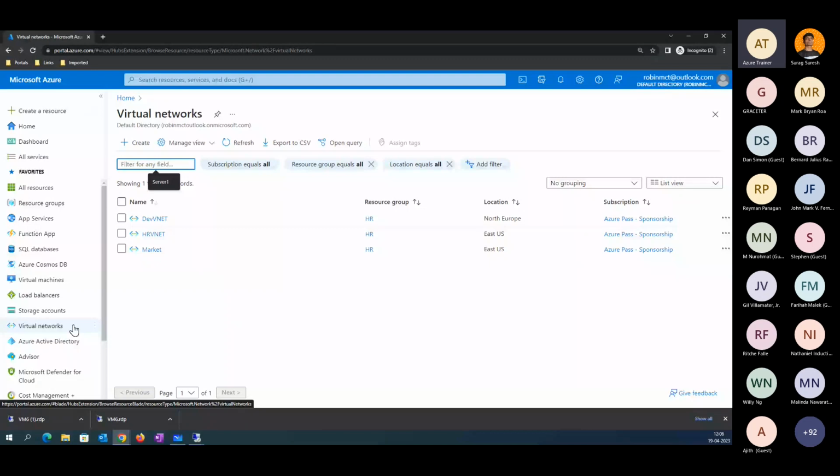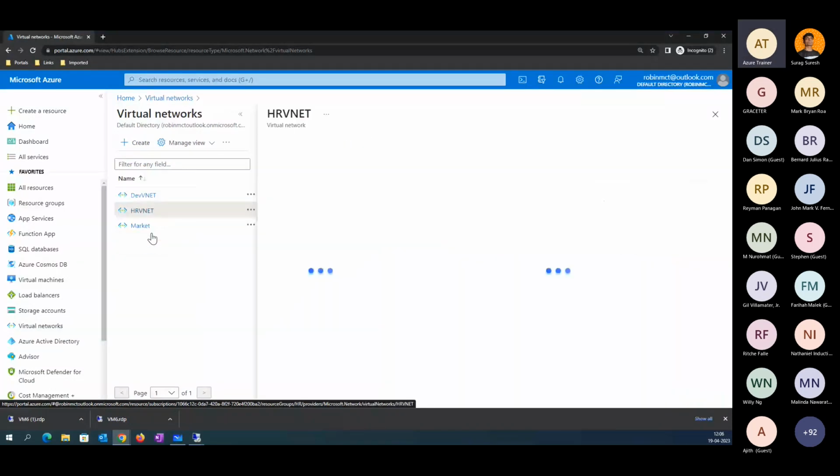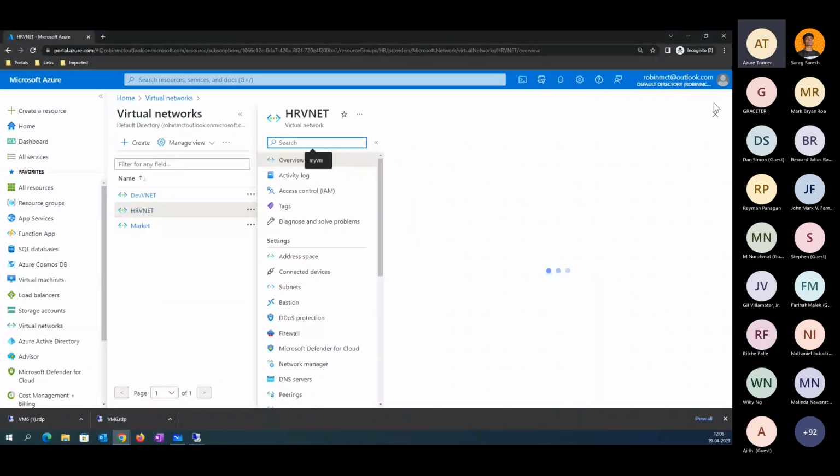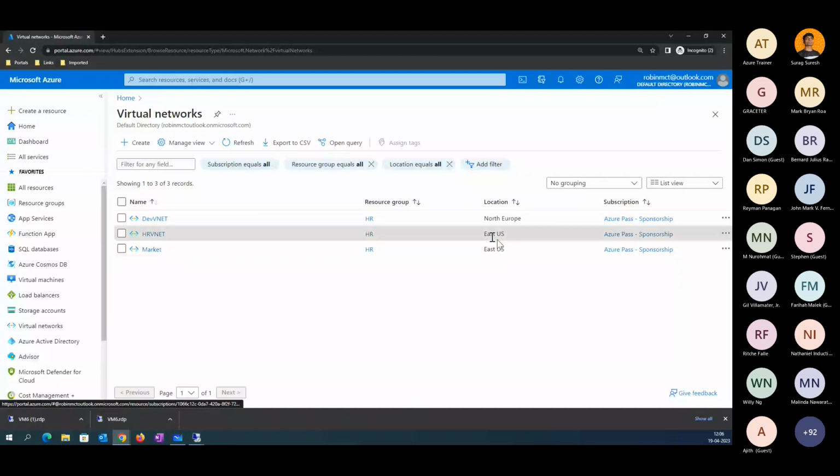Right now you may be able to see you have two networks available. You have the HR VNet available. I'm trying to enable communication between the HR VNet and the market VNet, which is configured in the same network. Let me connect it here.